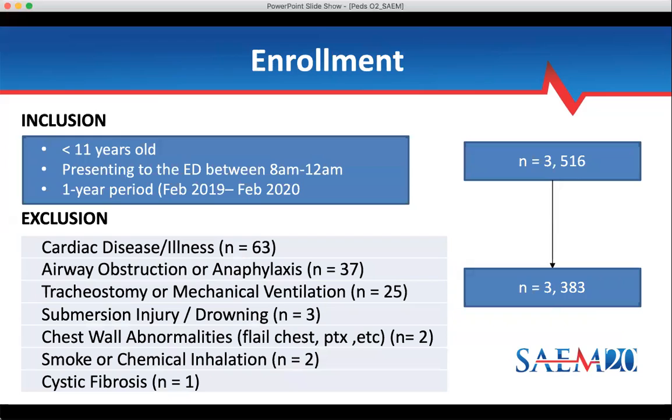So in enrollment, we looked at all kids under the age of 11 years old between 8 a.m. and midnight for a year period between February 2019 and February 2020. That was about 3,500 kids, and then 133 were excluded for a different physiology or illnesses or disease that would cause them to have an abnormal respiratory illness that would not represent what would be a normal child.